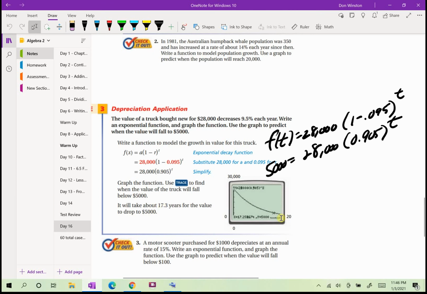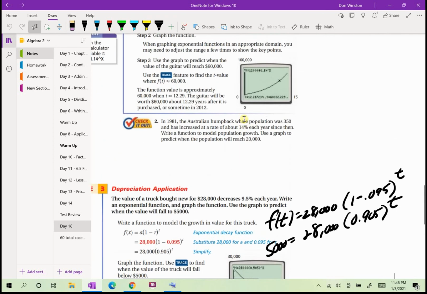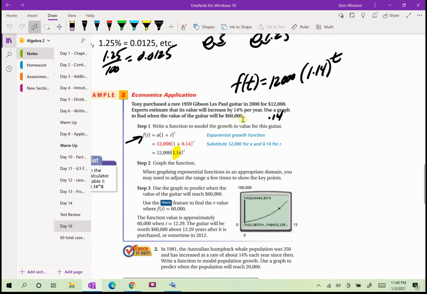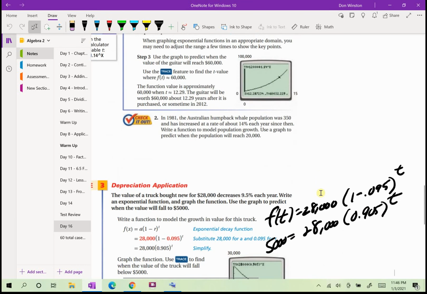So anyway, those were exponential functions that involve percent. You just have to remember to change the percent to a decimal. If it's increasing, it's 1 plus. If it's decreasing, it's 1 minus.